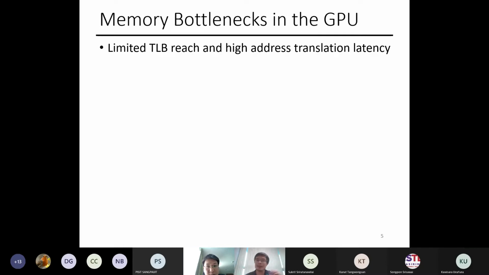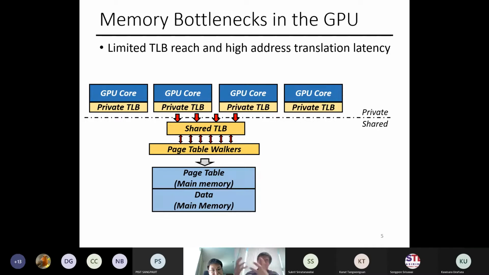The problem is when you apply virtual memory in a similar way as the CPU counterparts, you see that you have limited TLB reach and high address translation latency. This is a typical x86 address translation, which is prevalent in CPUs. The figure here shows some modification to the x86 address translation from the CPU world into the GPU. This is a paper proposed in HPCA 2012, which is an awesome baseline for applying virtual address and virtual memory support for the GPU.